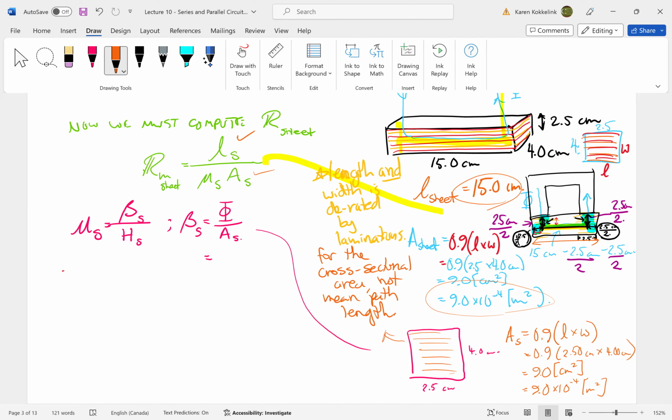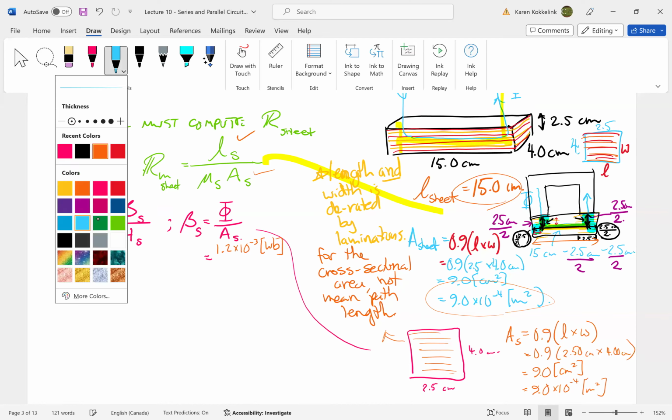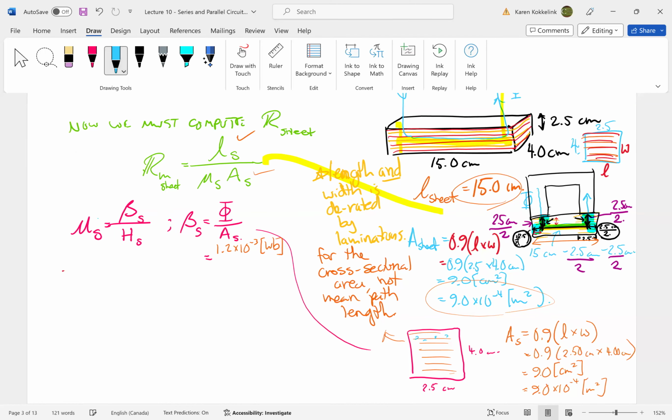So we can plug this in here, 1.2 times 10 to the negative 3 Webers of flux going through here. I'm just going to draw what that looks like. That was given in the question. This is the cross section. These are my lines of flux flowing into or out of the board here. I'm drawing them coming out of the board.